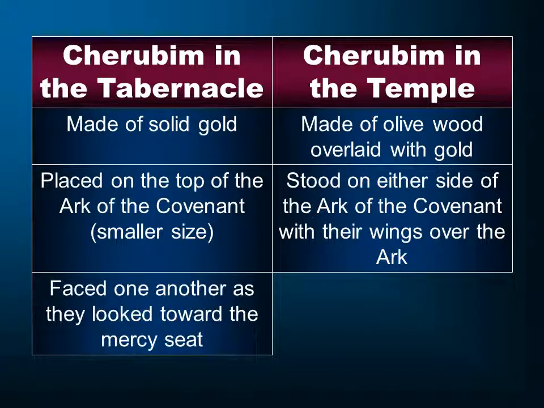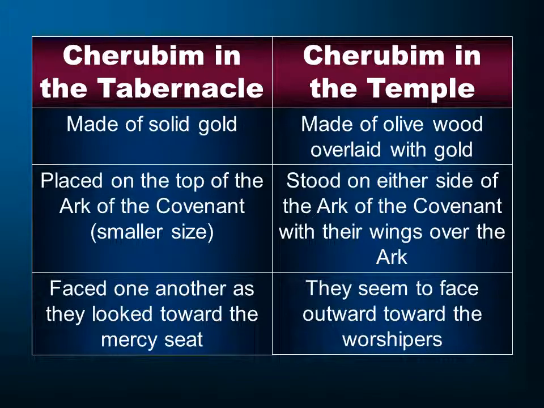The cherubim in the tabernacle faced one another as they looked toward the mercy seat, with their wings overshadowing the mercy seat. The cherubim in the temple, these ones that are made of olive wood, they seem to be facing outward as they look out toward the worshipers. Can't say that for sure, but that seems to be the description here.